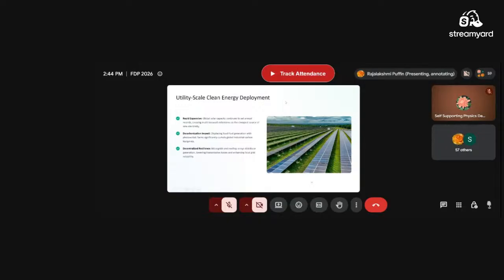Now, what is the utility of the scale of this clean energy development? Why do we have to look into this in depth? Because of rapid expansion, decarbonization impact and decentralization. What do we mean by rapid expansion? Global solar capacity continues to set an annual record, and they go for multi terawatt, increasing the power that should be the cheapest one. That is the aim, so that's what they are running behind, this rapid expansion and decarbonization.